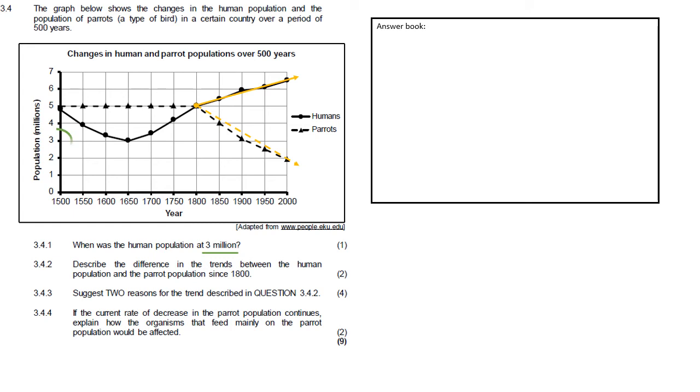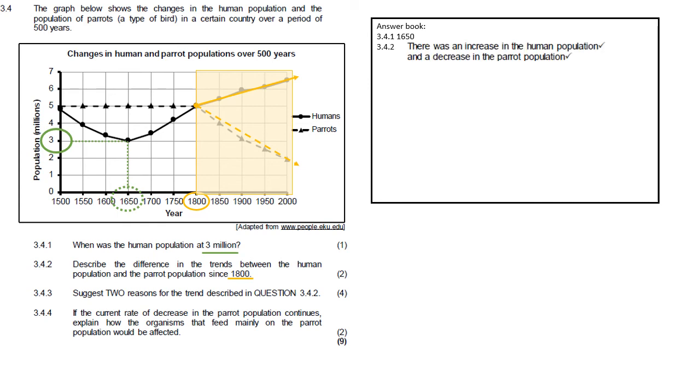3.4.1 The population was at 3 million in the year 1650. So you write that in your answer book. The trends in 1800 were as follows. The humans did really, really well, and the parrots not so much. There was an increase in the human population and a decrease in the parrot population.